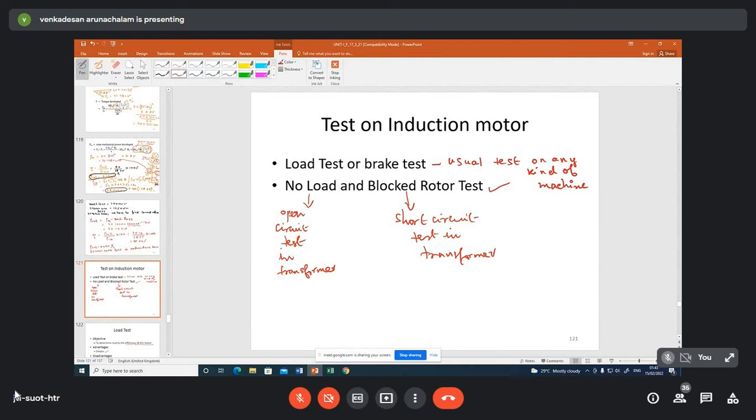So load test, I told you that for various load conditions, we will find the efficiency of the motor. Other name for load test is brake test. The second test is no load test and blocked rotor test. No load test is very much like the open circuit test in transformer. Blocked rotor test is very much similar to short circuit test in transformer.